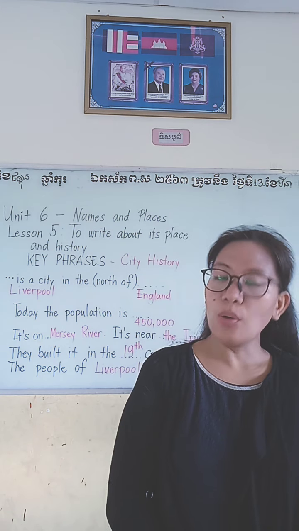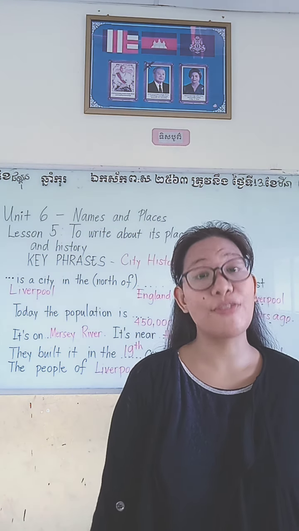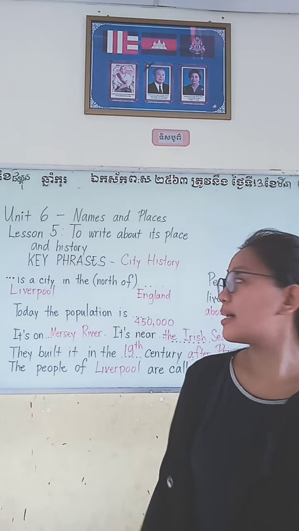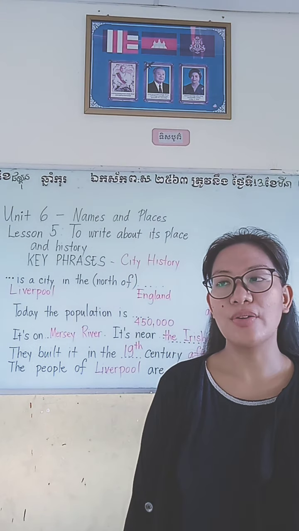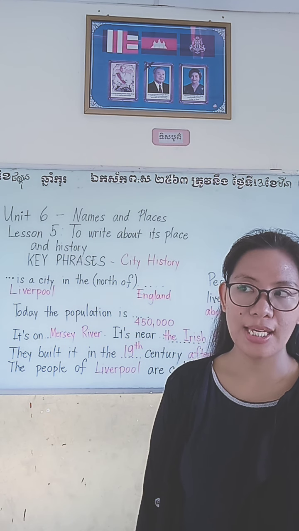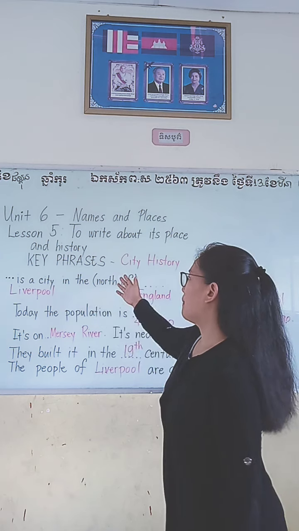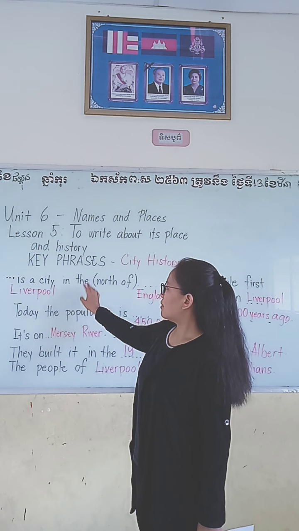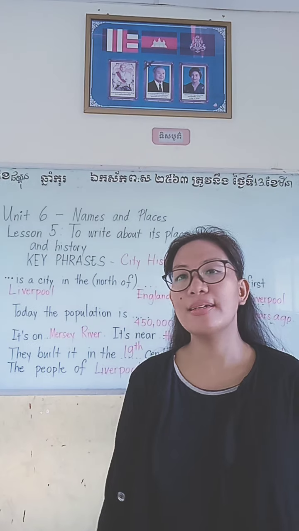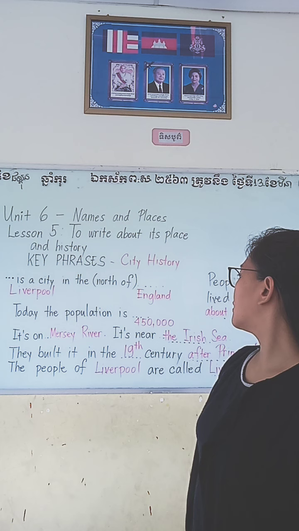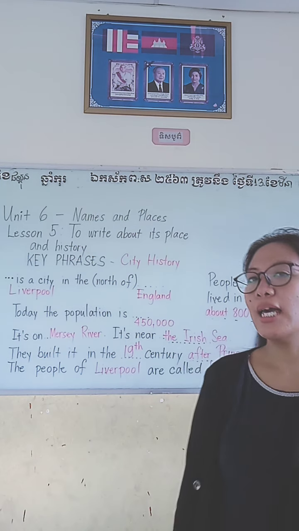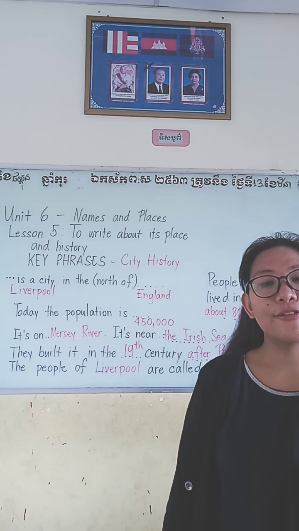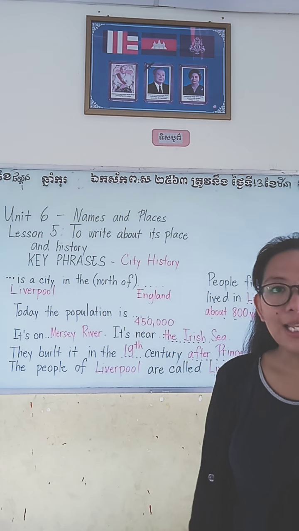But before that, we need to know what the key phrases are, so that we can write the city history, or the history of the city. So I've written the key phrases in black ink, and the red ink will be the information about the history of the place. Now, let's begin.